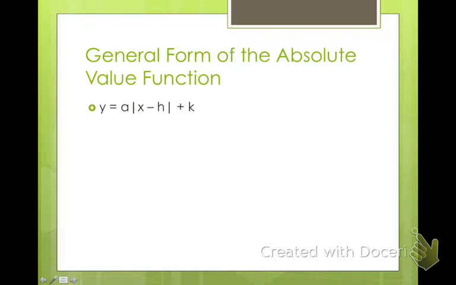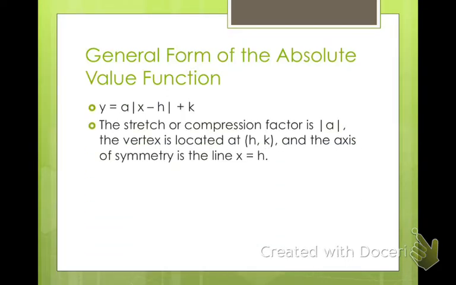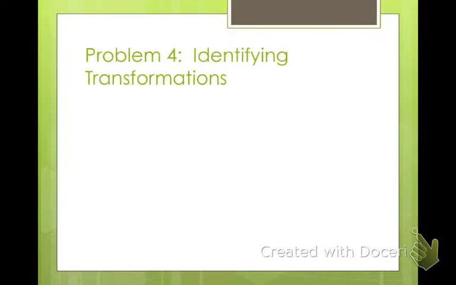Okay, so here's our general form. So the a is our compression or our stretch, and then (h, k) is going to be the vertex of our graph, that's the point of our vertex, and then our axis of symmetry is going to go through that x value.